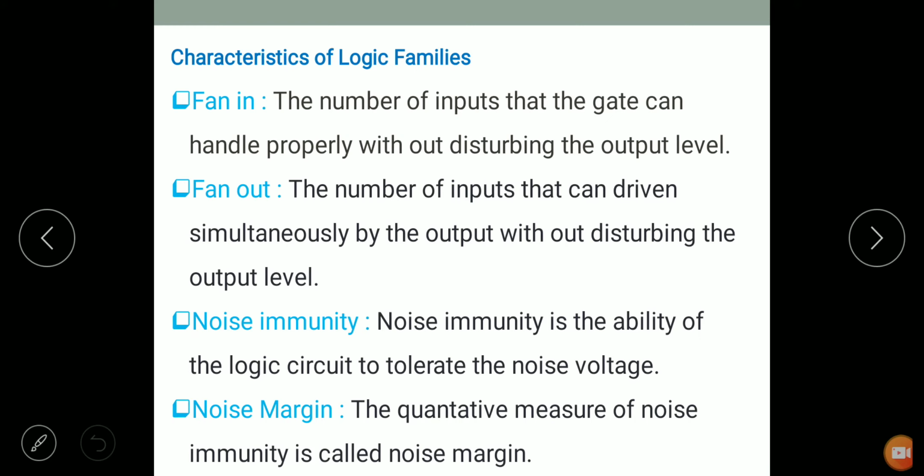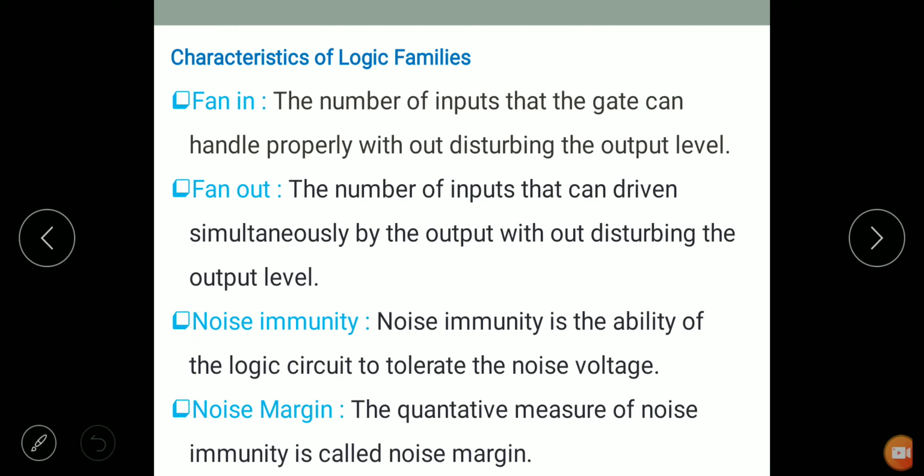Noise immunity is the ability of a logic circuit to tolerate noise voltage, that is, to tolerate the noise without causing the output to change. The quantitative measure of noise immunity is called the noise margin. So the measure of noise immunity is nothing but the noise margin.